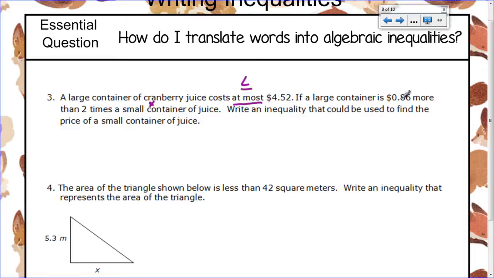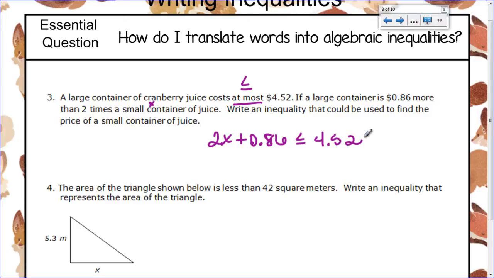Well, I know that it's 86 cents more than 2 times a small container. That more than, in this case, is going to be the plus sign because it's 86 cents more than that. That doesn't mean it's greater. It's not the inequality symbol. It just means I'm adding to it. So I'm going to take the price of a small container of juice, which is X, and it's got to be multiplied by 2 because it says so, 2 times a small container of juice. And it's 86 cents more than that, so I would have to add my 86 cents to that. And it has to be at most $4.52. And so there would be my inequality.